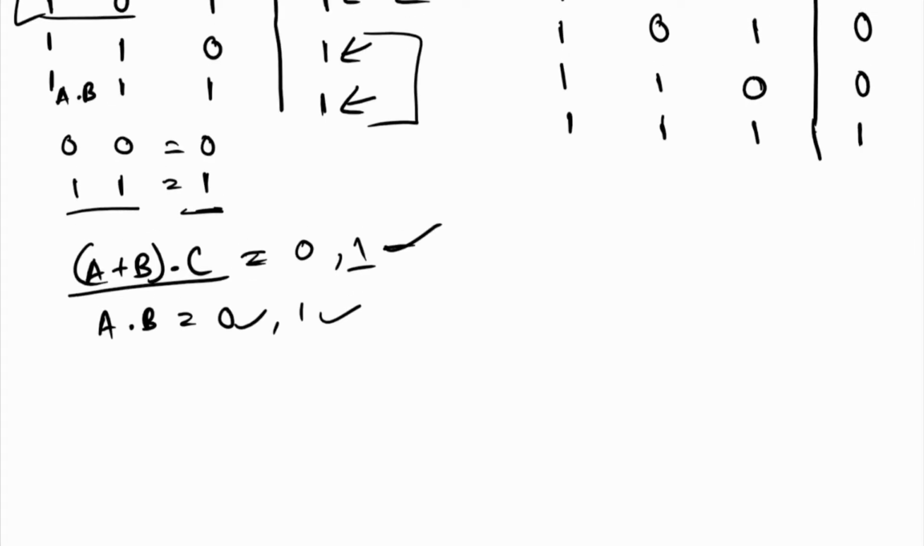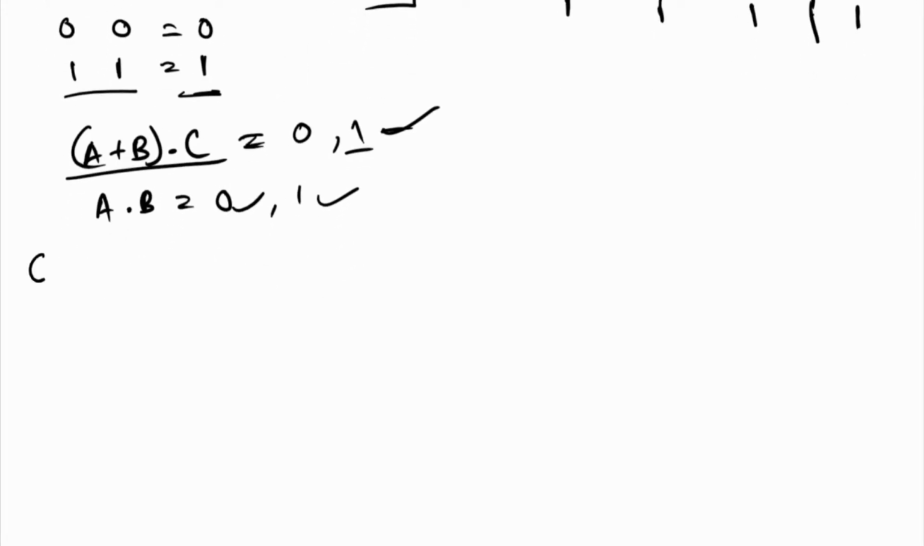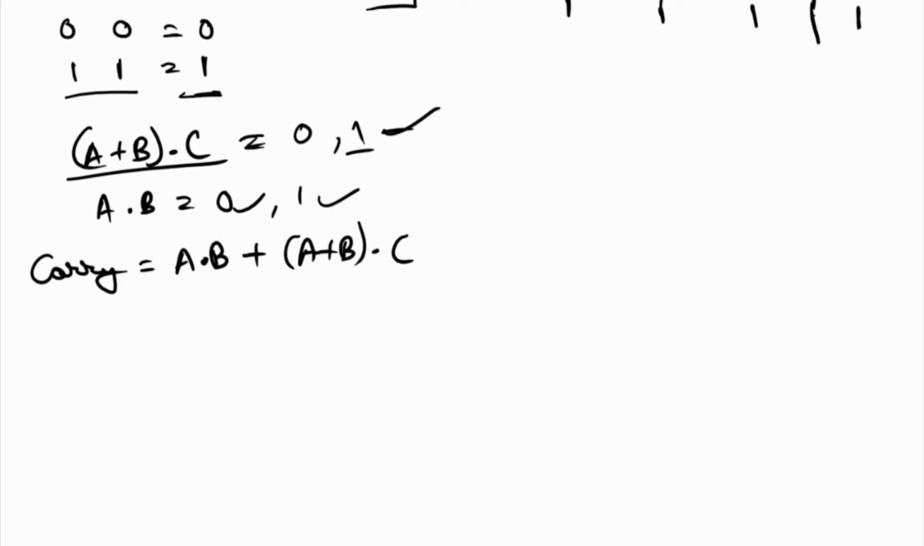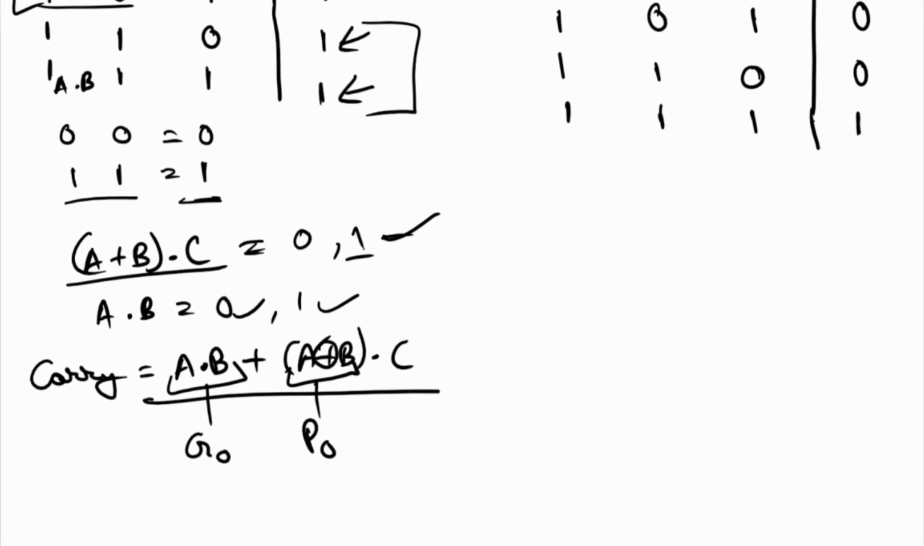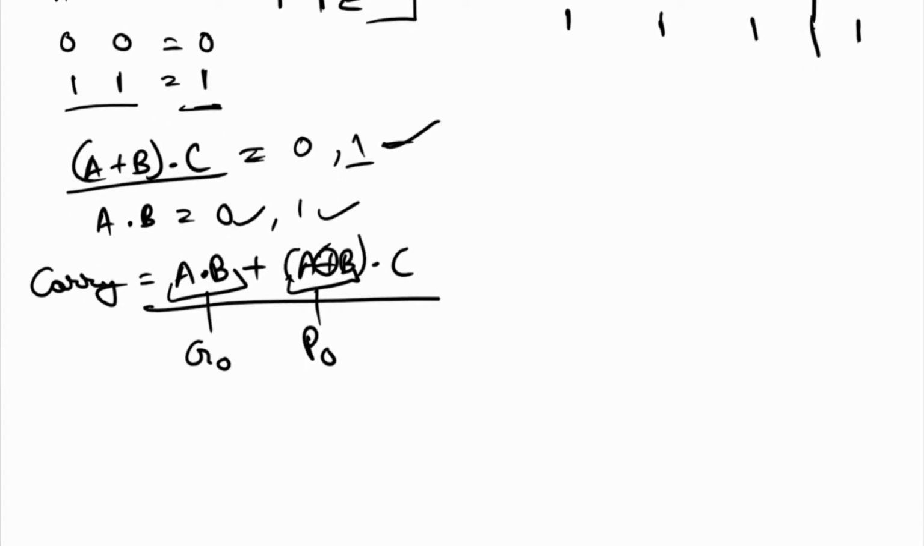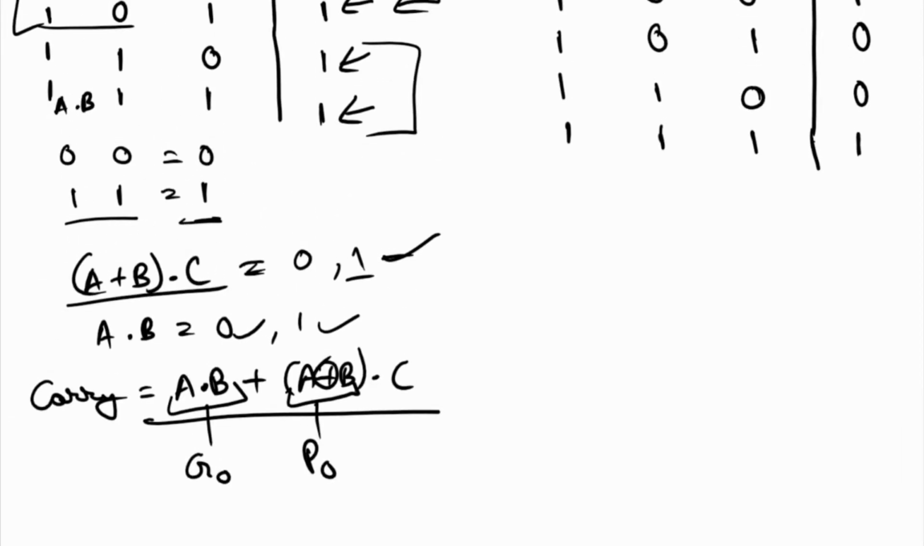So by using these two formulas, I'm making a formula for carry: A dot B plus A XOR B dot C. So this is the formula for carry. We refer to this as G0 and this as P0, because in CLA we don't get output as C, we get output as G0, P0 and sum.